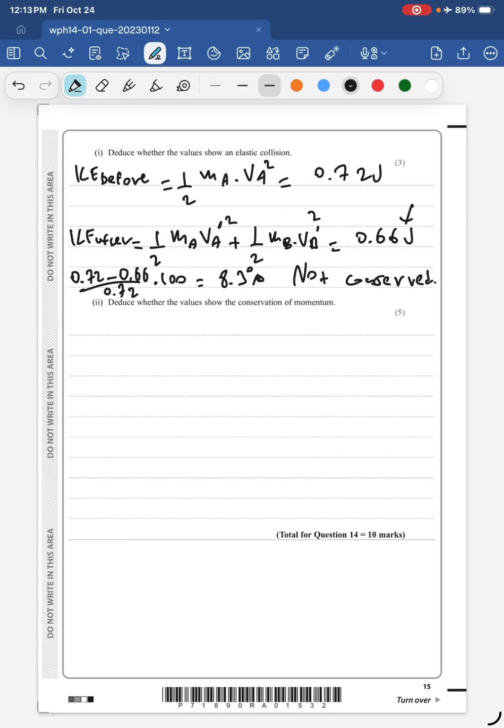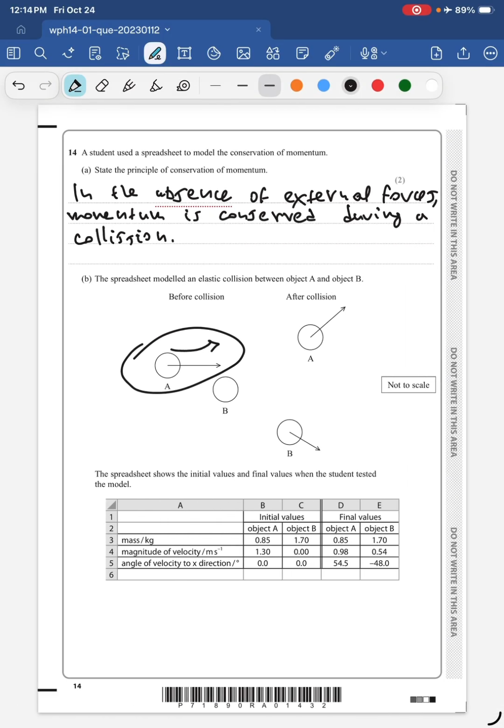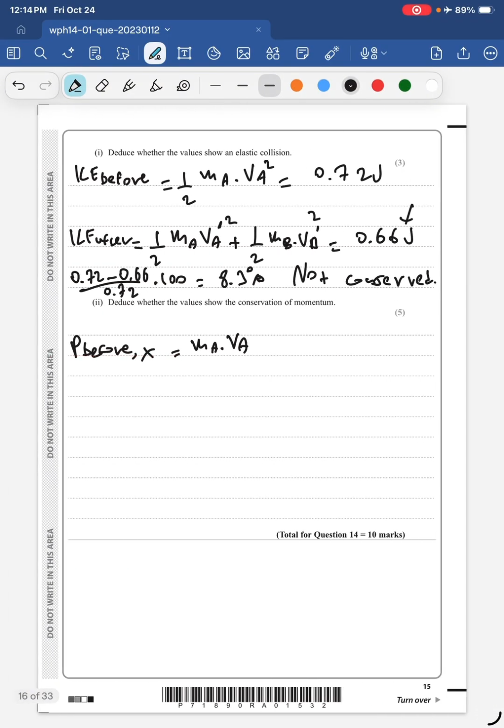Deduce whether the values show the conservation of momentum. So this is what I'm talking about. Now we need to use two separate axes. In the x-axis, the momentum before is simply ma times va, because this guy just moves in the x-axis. So that's simple. Multiplying the quantities gives us 1.11 kilograms times meters over seconds.